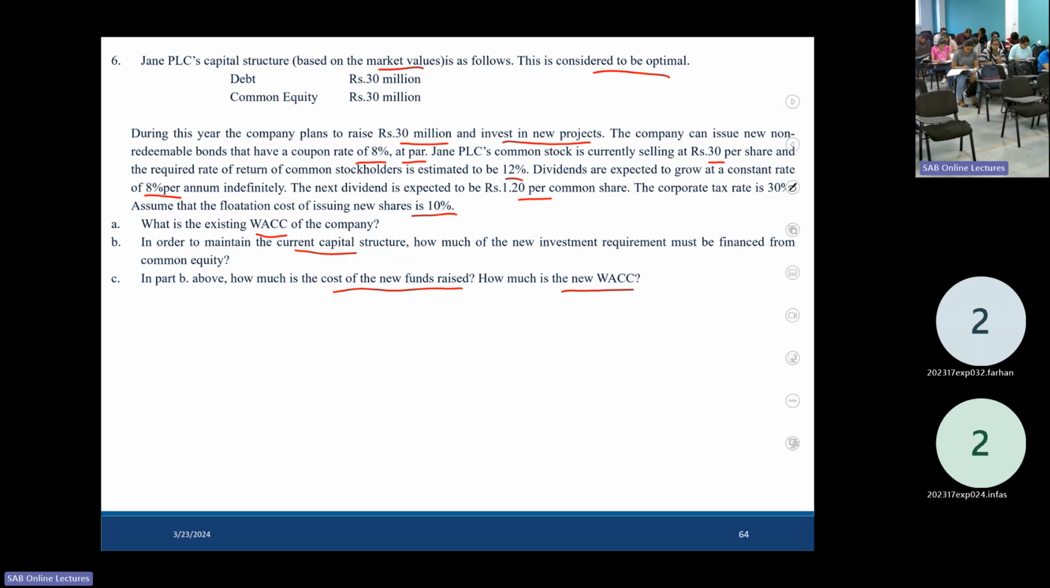So total capital is 60 million here. So the weight on debt is 50, weight on equity is 50. Of the 60 million, 30 million is from debt capital and 30 from equity. So the weights are 50% from debt, 50% from equity. Right. So now you should know the cost of equity. What information is given to estimate the cost of equity?